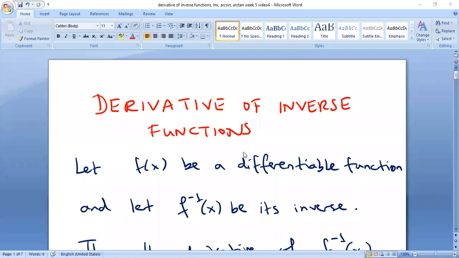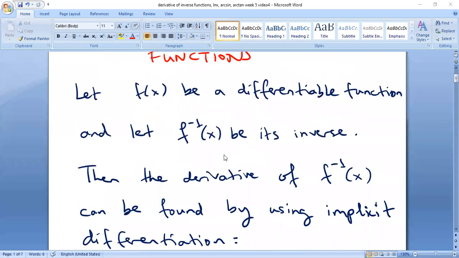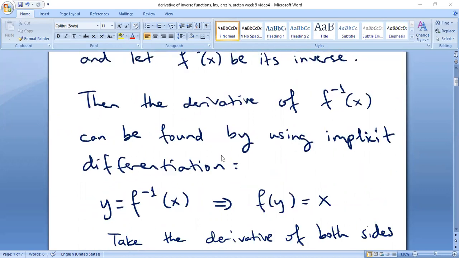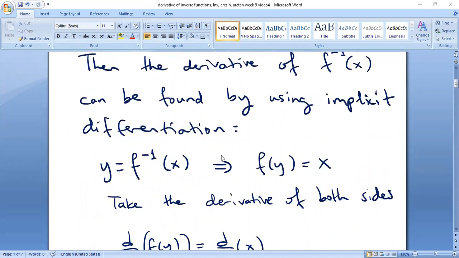Hi all, in this video we are going to talk about the derivative of inverse functions. So let's say we have a differentiable function f and f inverse be its inverse. Then the derivative of f inverse can be found by just using implicit differentiation. So let's say f inverse of x is equal to y.